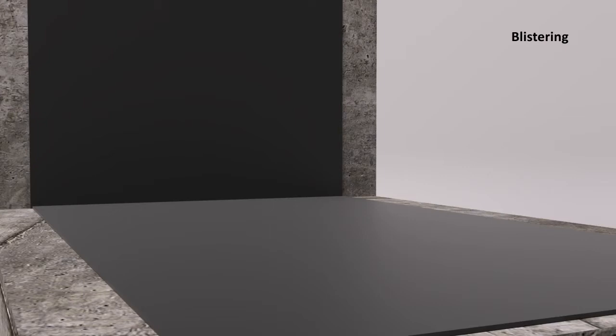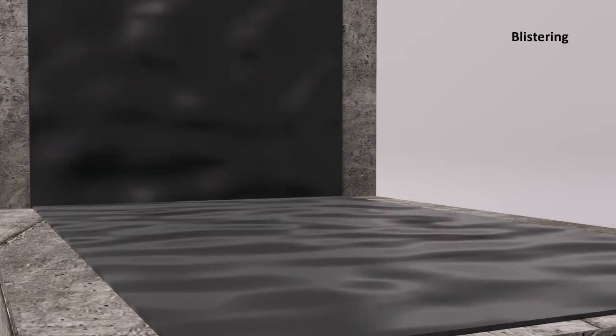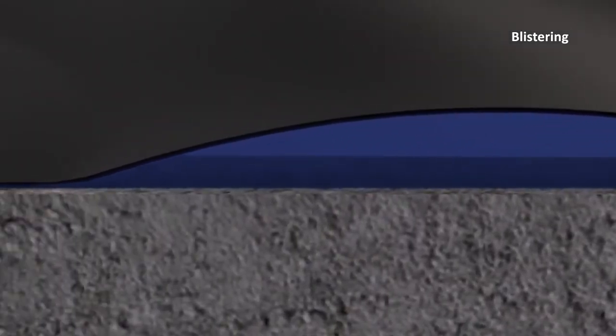Blistering is caused by insufficient priming of the surface. As a result, entrapped air builds up under the membrane, causing debonding and formation of blisters on the surface. These blisters are prone to puncture and then result in a breach of the waterproofing layer, allowing water to pass through and penetrate the concrete.